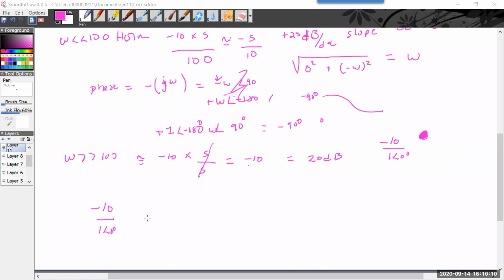All right, let's just continue. So minus 10 is also minus 10 divided by 1, and 1 is 1 with a phase of 0. And minus 10 is 10 with a phase of minus 180 degrees. So the phase is minus 180 degrees.